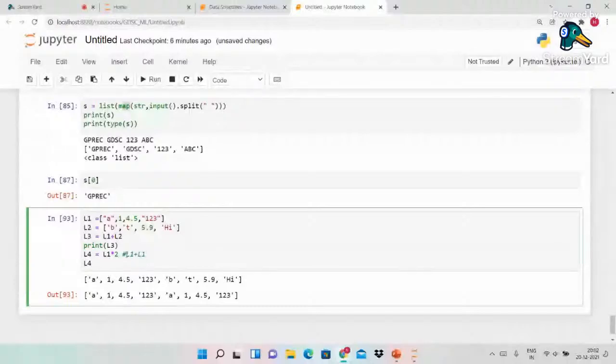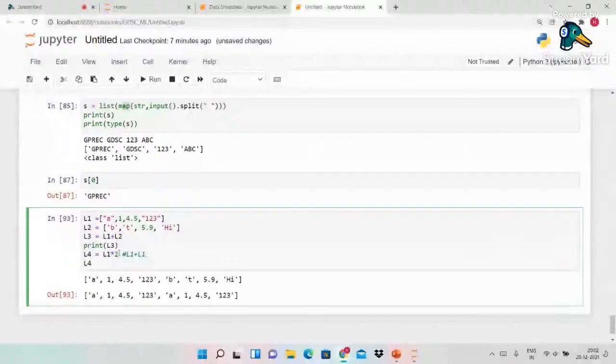Like if you are multiplying a number with some number, then what are you doing? You are adding the number to itself that many number of times. That sounded very confusing. Let us say if you are writing 5 into 2, then what does it mean? You are adding 5 to 5 itself twice, like 5 plus 5. If it is 5 into 4, it is like 5 plus 5 plus 5 plus 5. You do it 4 times. Same way, L1 into 2 is L1 plus L1.